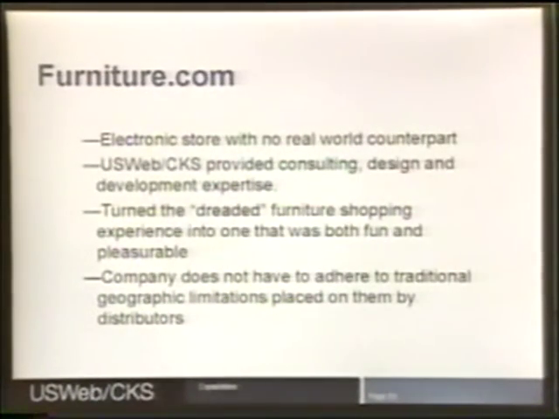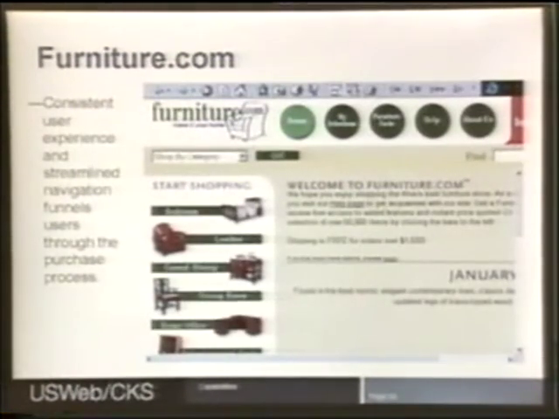And finally, another innovative solution, Furniture.com. This essentially was an electronic store with no real-world counterpart. USWebCKS provided not only the consulting, the design, and the development expertise to put this business online. Essentially, we turned the dreaded furniture shopping experience into one that was both fun and pleasurable. The company does not have to adhere to traditional geographic limitations placed on them by the existing distributor and brick-and-mortar business that they currently have in place.